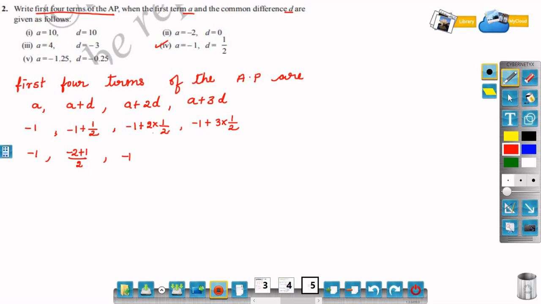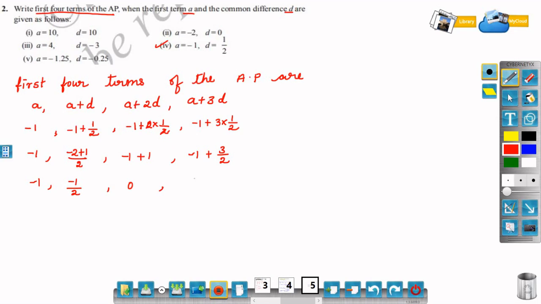Here, minus 1. Do the multiplication first here. 2 into 1 by 2 is 2 by 2. You can cancel this and this. Minus 1 plus 1, comma. Minus 1, here we can't cancel. So 3 into 1 is 3. When multiplying a whole number and a fraction, the whole number should be multiplied to the numerator. 3 into 1, 3 by 2. So minus 1, comma, minus 2 plus 1, minus 1 by 2, minus 1 plus 1, 0.